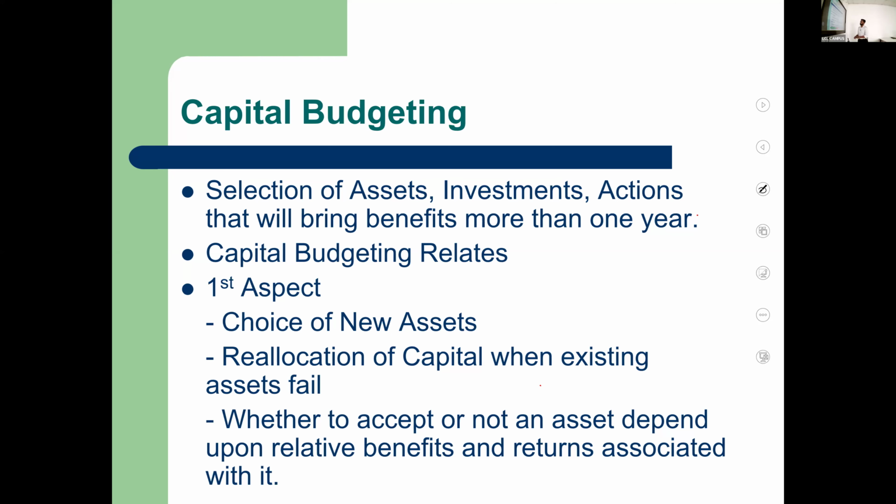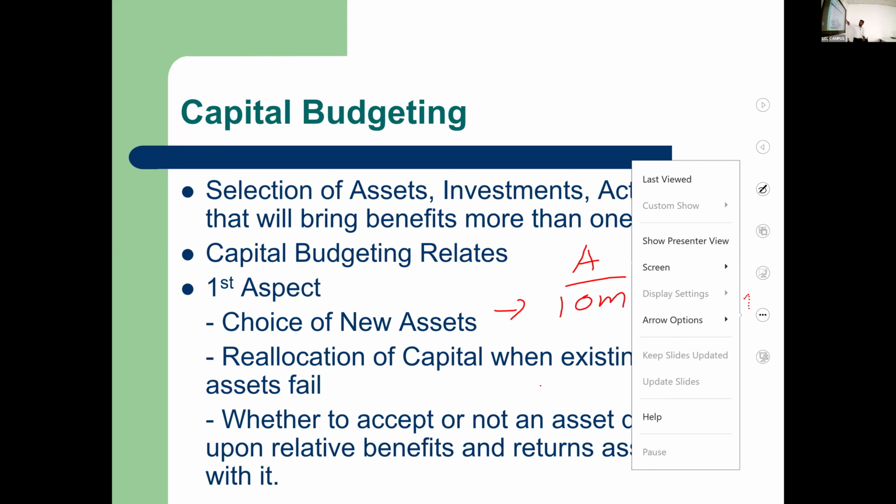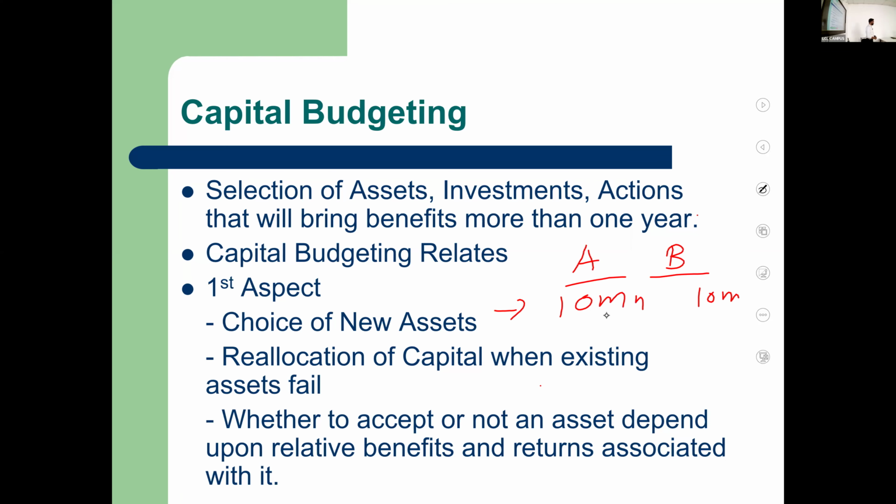For example, let's assume there are two properties. Both properties require the same investment. Let's say you need to invest 10 million in this asset as well as 10 million in B as well. You have two options, but you only have 10 million. What is this? Economic knowledge you need to use.